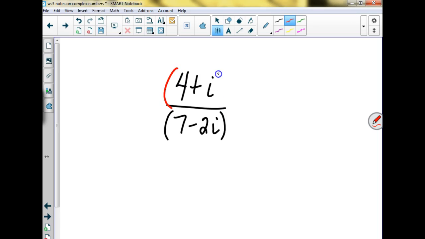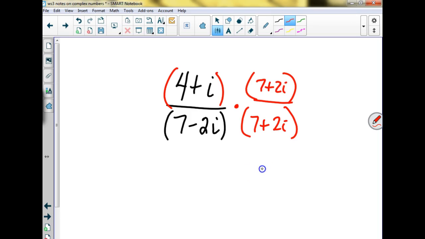What's the only thing we're allowed to multiply by that will not change a number? 1. So we're going to multiply this by a form of 1 that will get rid of the i down here. We're going to use the conjugate. What is the conjugate of 7 minus 2i? Okay. Now, that looks really nasty, and it kind of is. So we have to FOIL the top together and FOIL the bottom together. But what should happen on the bottom is there should be no more i, right?